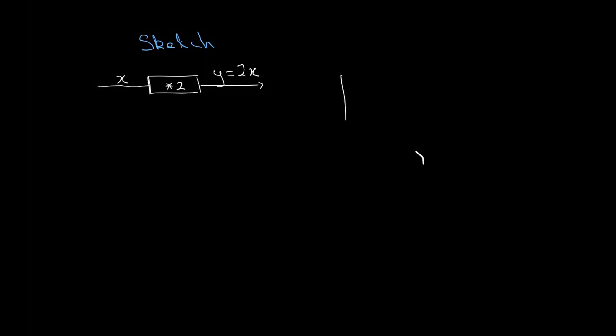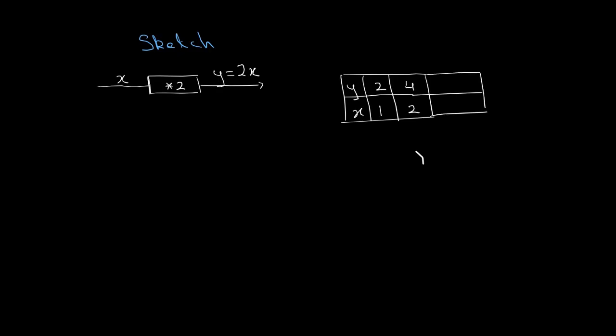So we can even make a table here. Let me make a small table. So here's y, here's x. If x is 1, y is 2. If x is 2, y is 4. I can extend it a bit just so that we can see. And if x is 3, y is 6, x is 4, y is 8, x is 5, y is 10, and so on and so forth.